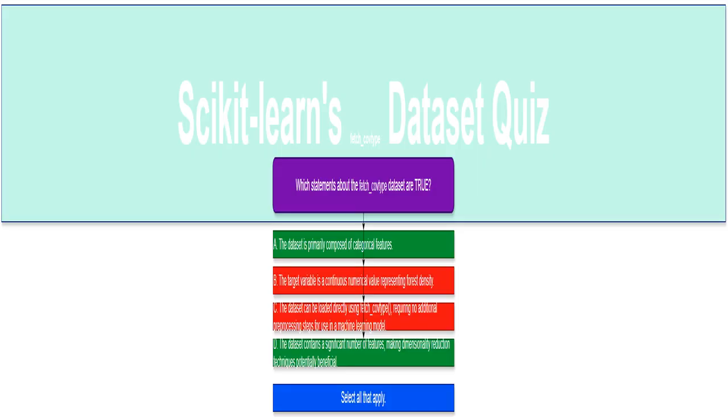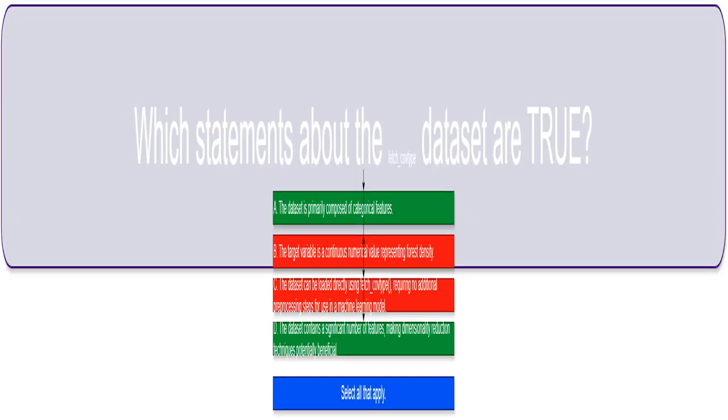This is a quiz about the fetch_covtype dataset in the Sklearn library. I'll be testing your knowledge of its characteristics. Let's see what you know. I'm asking you to identify which statements about the fetch_covtype dataset are correct. Pay close attention to the details of each statement.